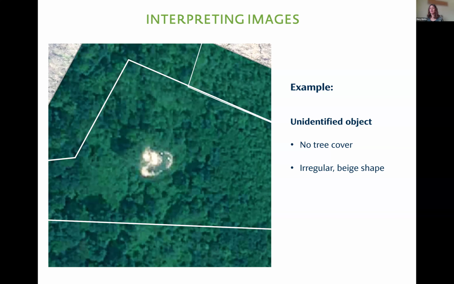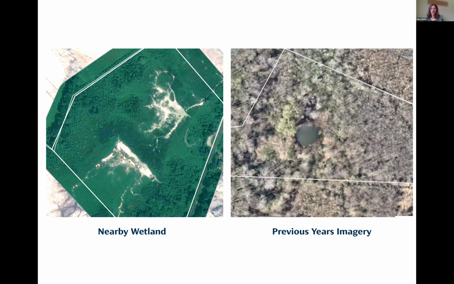There's no tree cover here. It's irregular, it's beige. I look at this and I think, is that a sand pit or what is that? What is going on? So we look at imagery nearby and we always compare the imagery to previous years, and we don't just do the last year, we go back a few years.